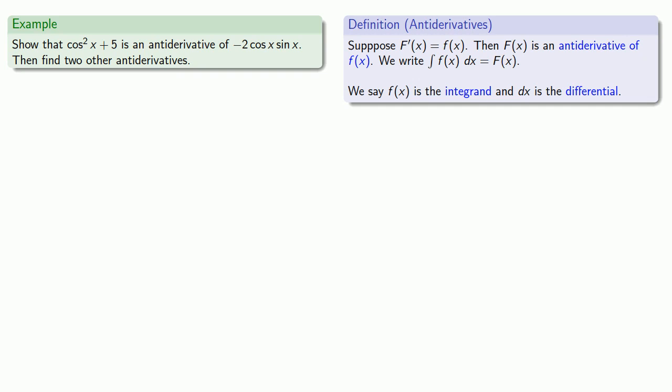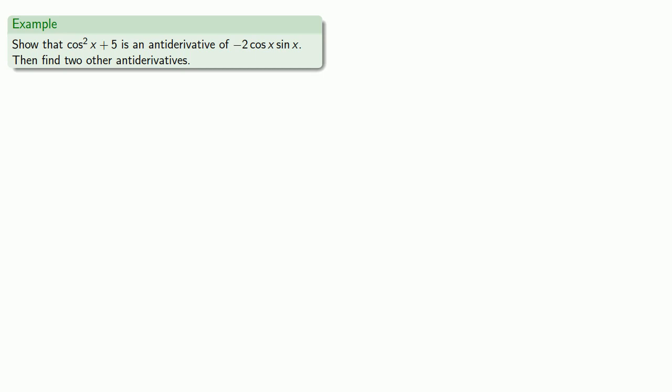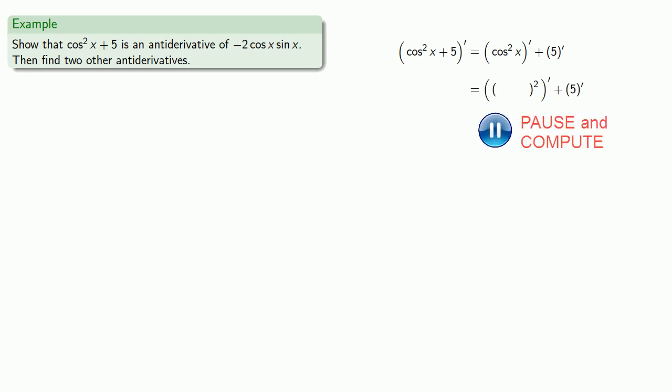Is it true that the derivative of cos²(x) + 5 is -2 cos(x) sin(x)? Well, let's check it out. So I want to find the derivative of cos²(x) + 5. And since this is a sum, we know the derivative of a sum is the sum of the derivatives. Now remember that cos²(x) is shorthand for (cos x)², and so this function is a squared function. It is a something squared, and the derivative will be 2 times something to the first times the derivative of our something.